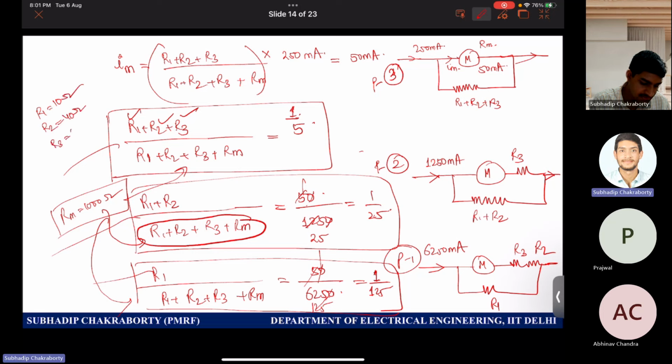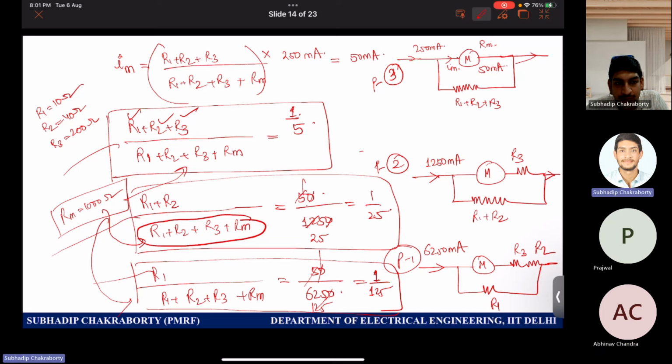And R3 you are getting as 200, right? Yes, sir. So how did you solve it? Sir, we can assume the first equation, by cross multiplication, that is 5R1 plus 5R2 plus 5R3 equals R1 plus R2 plus R3 plus Rn.